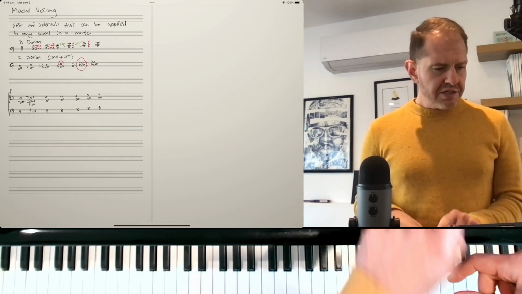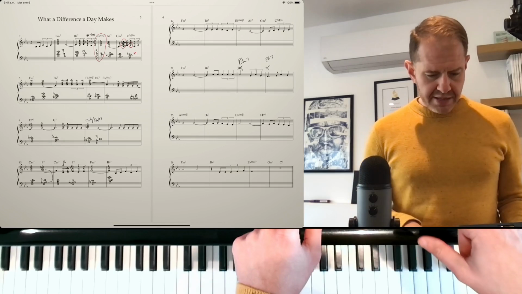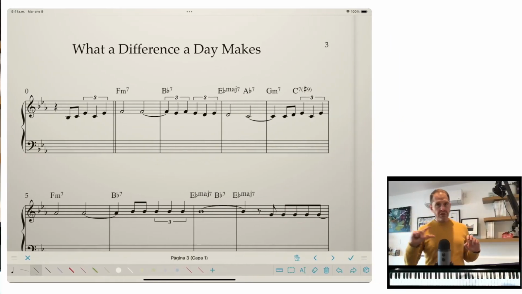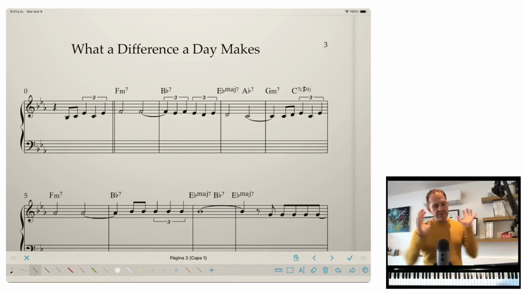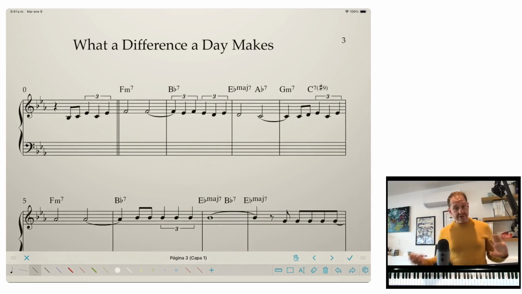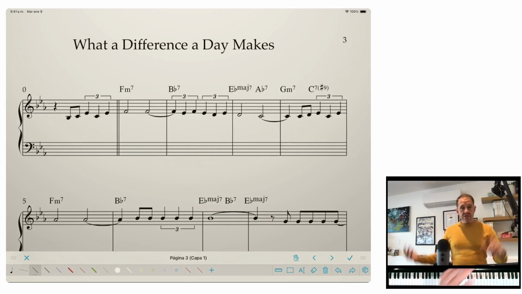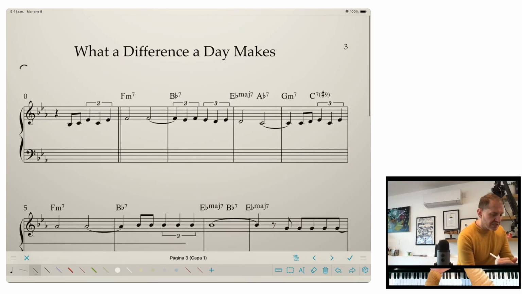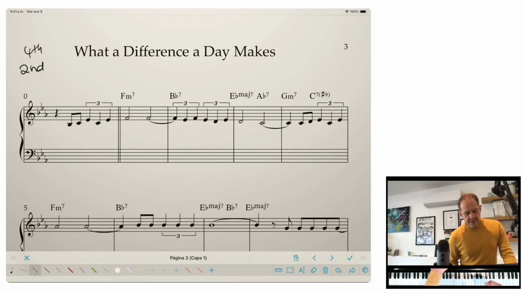Okay, now let's go to What a Difference a Day Makes. And what I want to do is apply that kind of sus chord shape, the second below a fourth, to this tune. Now this is not a modal tune, this is a tonal tune. So what we're going to do is make it sound a little bit more modal by taking each of the modes of each of these chords and putting the shapes beneath these melody notes. Again, the shape is going to be a second below a fourth. Now, some of these are going to be tricky. Some of these chords are going to be harder than others, but let's look at how it's done.